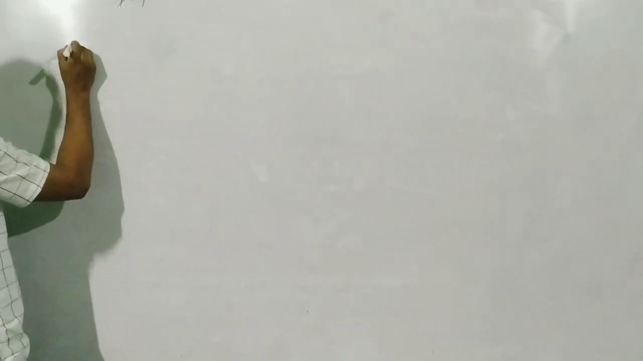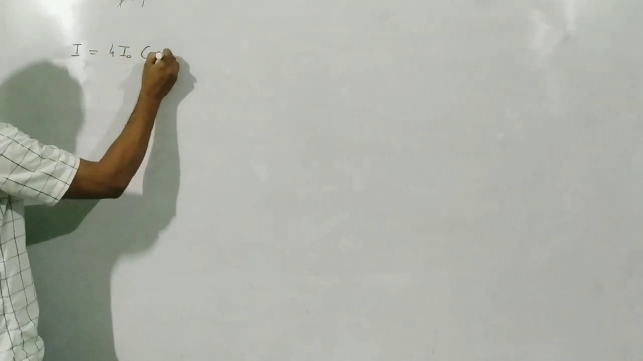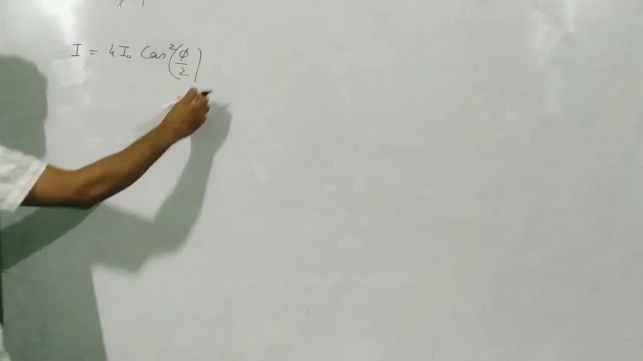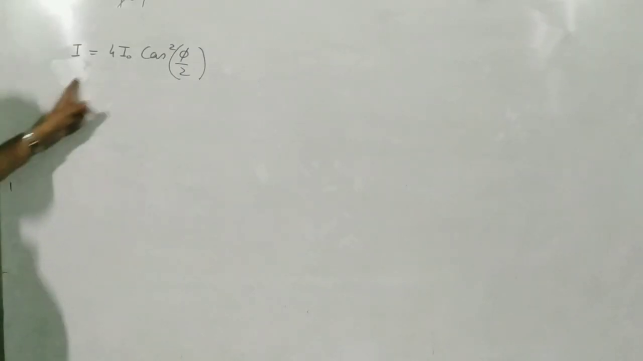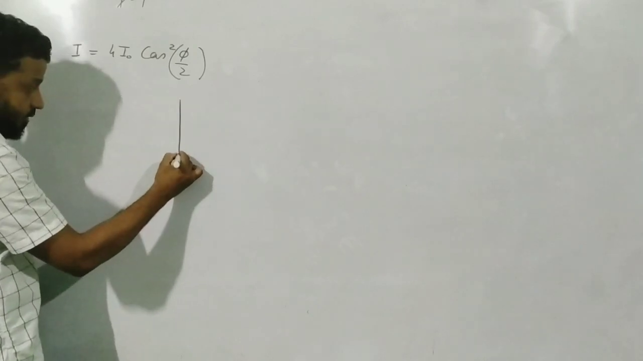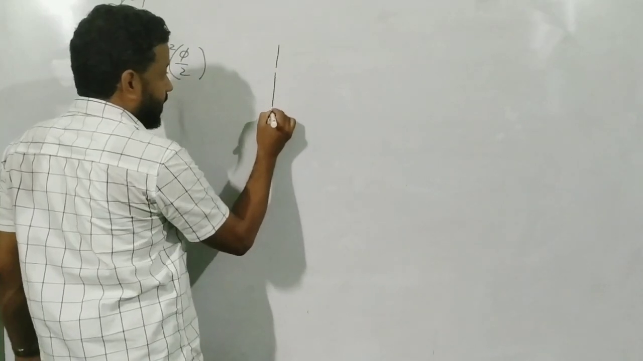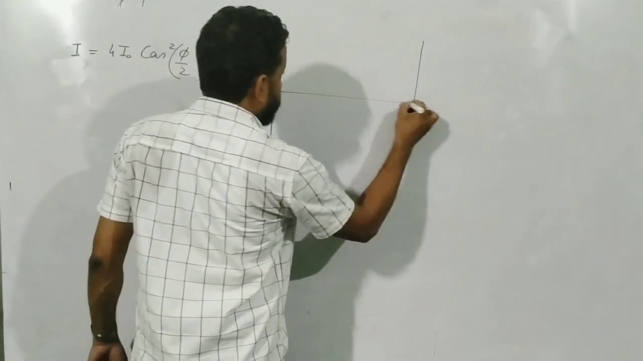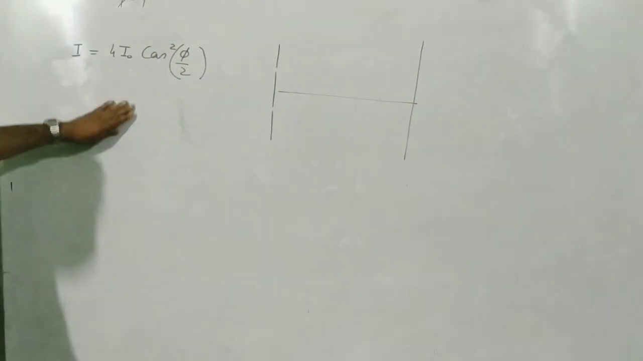So we just check the formula over here: I is equal to 4 I naught cos square phi by 2. How does the graph look like over here? So this is where I am going to draw the graph now. Remember, hold it for some moment. So I am going to plot the graph over here.